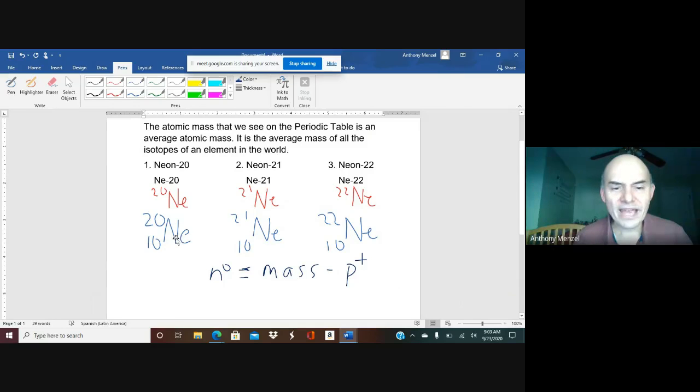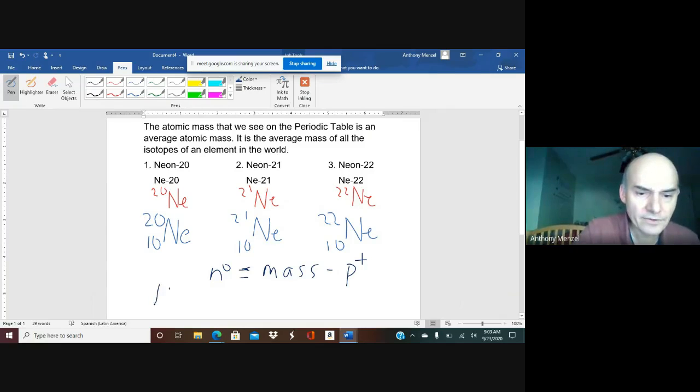For example, if I have neon 20, my mass is 20, minus the number of protons, 10, because I know that the atomic number is equal to the number of protons. So I will have 10 neutrons.